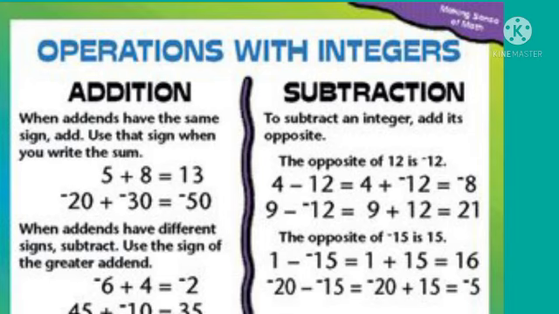And also we can take another example. The opposite of minus 15 is 15. So 1 minus minus 15 is equal to 1 plus 15, that is equal to 16. Minus 20 minus minus 15 is equal to minus 20 plus 15, that is equal to minus 5.